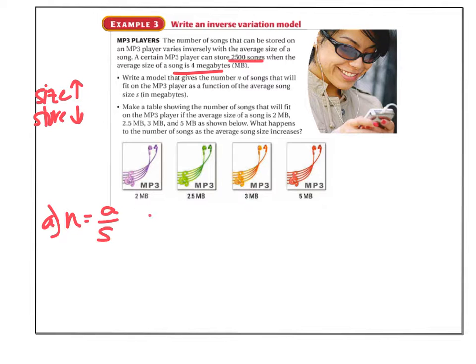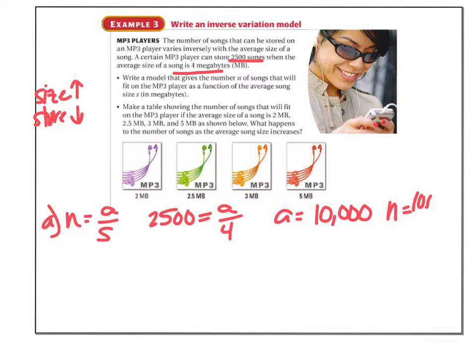And so let's fill in what we know. We know we can fit 2,500 songs on an MP3 player as long as they're 4 megabytes in size. Well, that tells us that our constant of variation is 10,000. So that's the number that changes everything by that amount every time. And so we can write a constant of variation equation and say that n equals 10,000 divided by s. That's a generic equation.